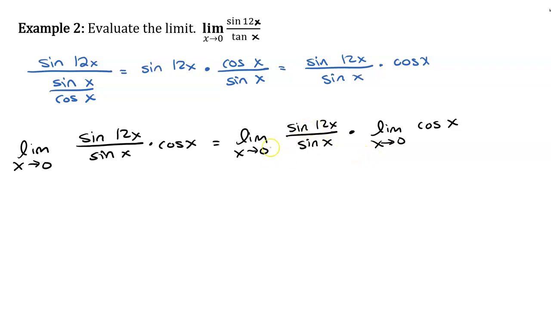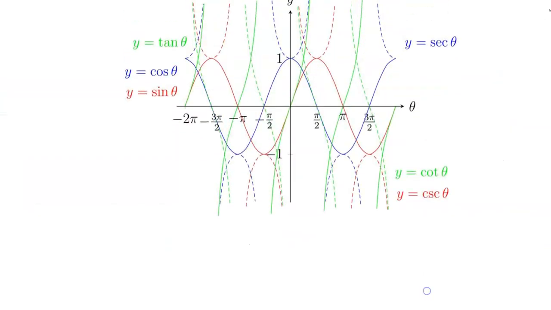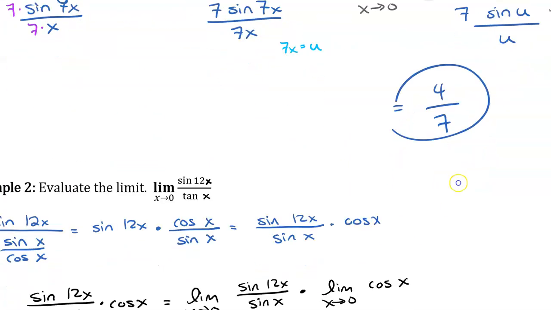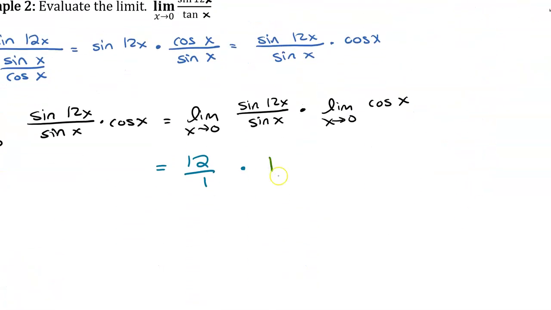So this first part, the limit as x approaches 0 of sine 12x over sine x, should give us 12 over 1 times the limit as x approaches 0 of cosine x. Well, that's not an identity and it's not a special thing, so let's look at the graph. Cosine x is the solid blue. As x approaches 0, cosine x is 1, by the graph. So that gives us 12 as our final answer.